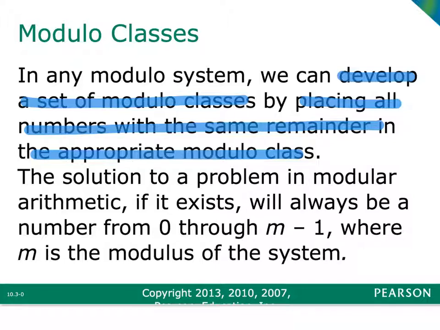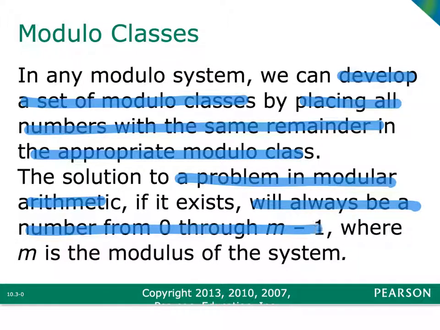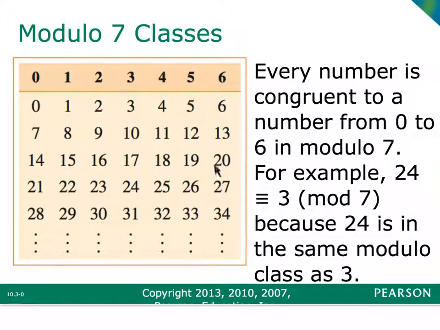So when we look to a solution to a problem in modular arithmetic, it will always be a number from 0 through m minus 1, where m is the modulus of the system. In other words, if we're doing modulo 7, we're only going to have answers that are 0 through 6. If we're doing modulo 4, we're only going to have answers that are 0 through 3, etc. Okay, so here's an example of modulo classes. These are all numbers. We're looking at modulo 7.